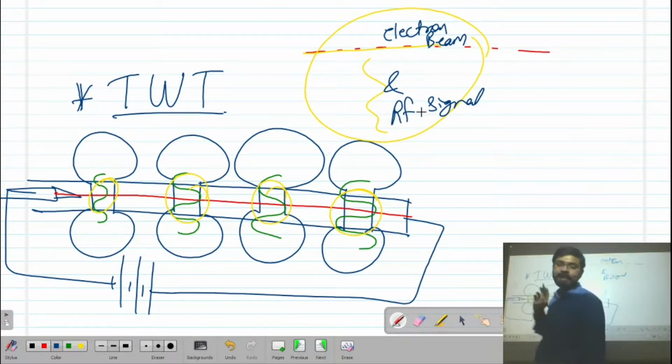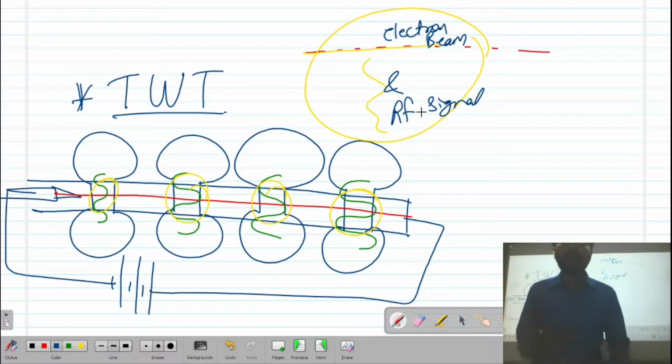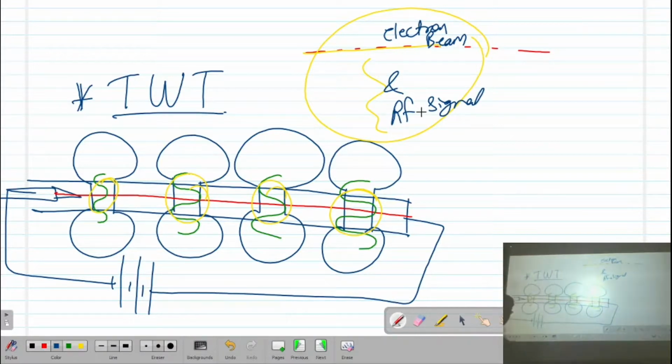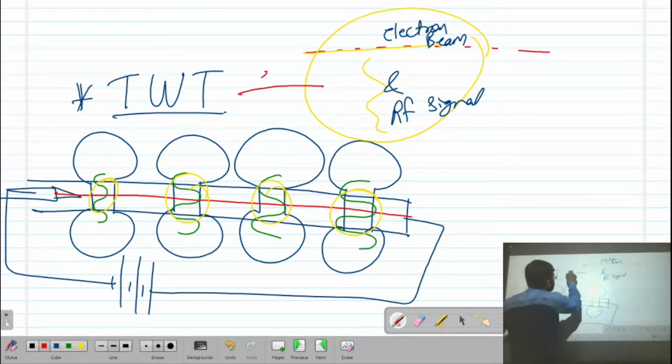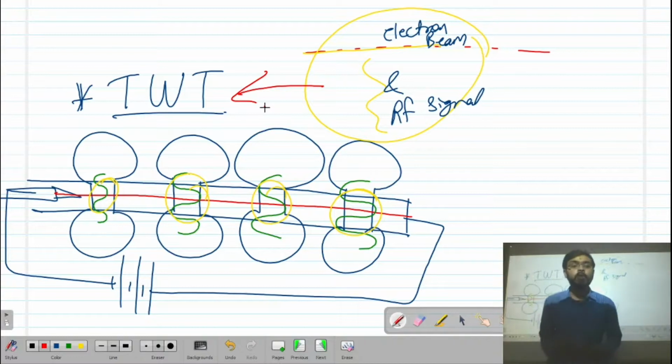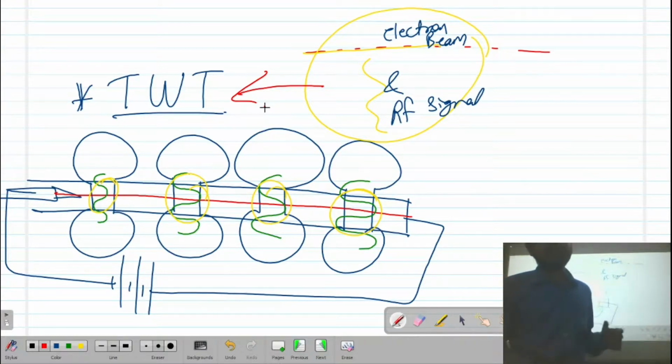RF signal, more precisely, if you increase the interaction, then you will have more amplification. You will get a good quality of amplification. So what is the solution to increase the interaction? The solution is TWT, that is traveling wave tube. Traveling wave tube is the solution to increase the interaction between the electron beam and RF signal.